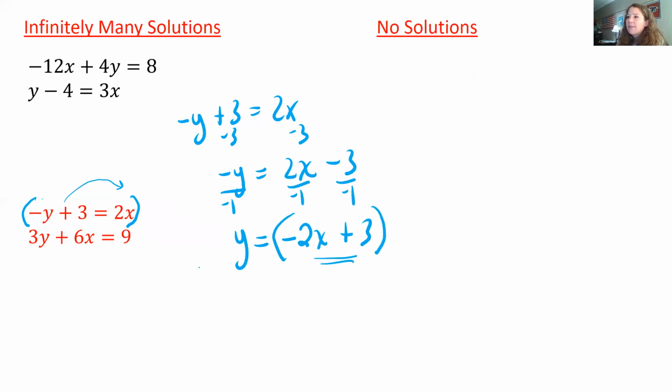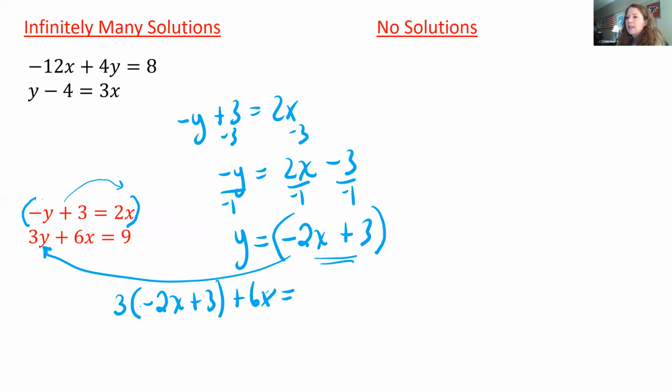I'm going to plug this expression in for y in the second equation. So 3 times -2x plus 3 plus 6x equals 9. So I'm going to use my distributive property. So 3 times negative 2x is negative 6x. 3 times 3 is 9 plus 6x equals 9. When I get those x's together, oh my goodness. Now this one is true.